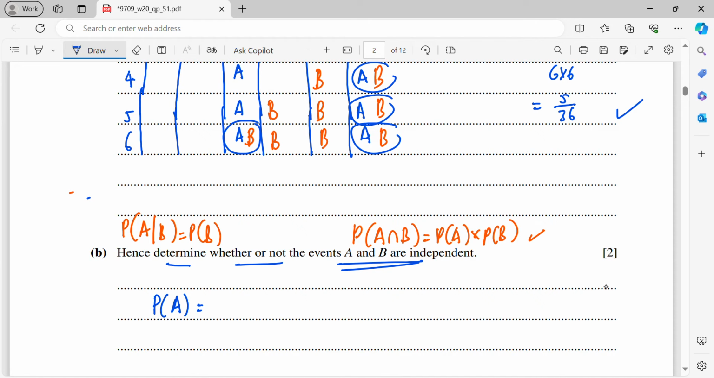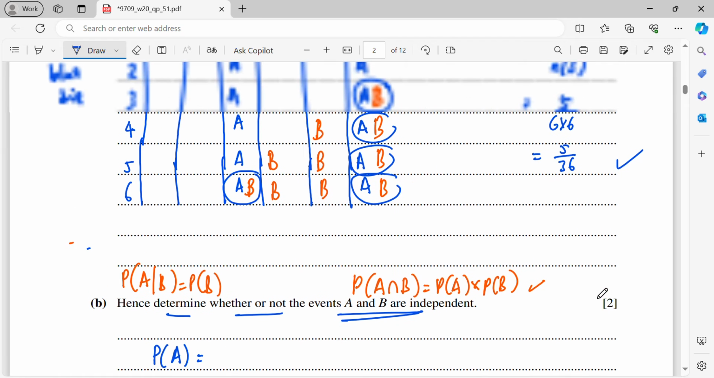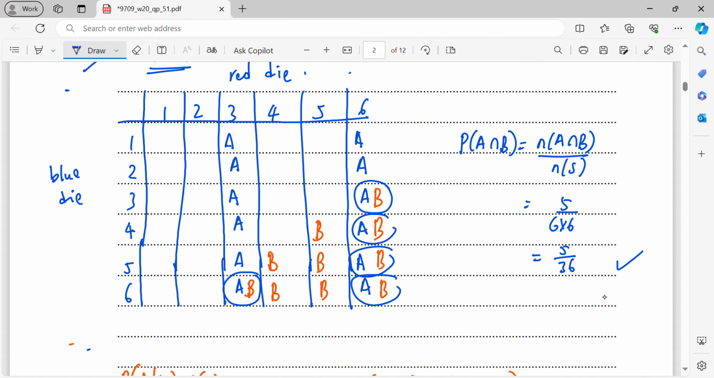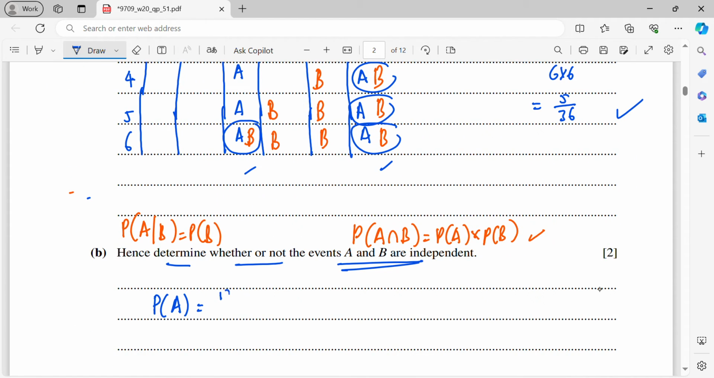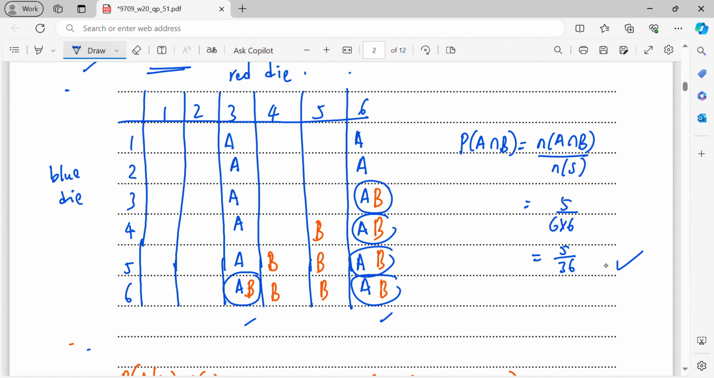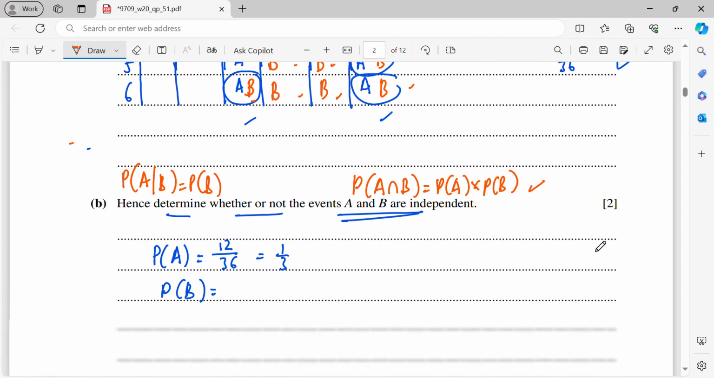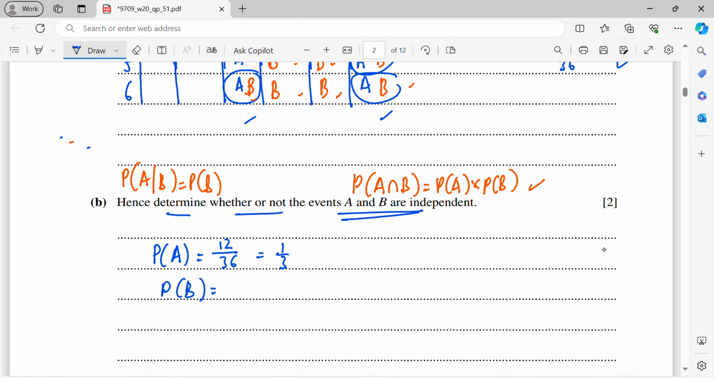So P(A) is basically N(A) over N(S). So now you can just count how many A in your table. Obviously there are 12. So here I will get 12 over 36, which is 1 over 3. Okay, then P(B). Now for the B, you just calculate the red color, the orange color. So obviously 1, 2, 3, 4, 5, 6, 7, 8, 9, 10. So it will be 10 Bs. Therefore, N(B) is 10, then the N(S) is still 36. So I will be getting 5 over 18.